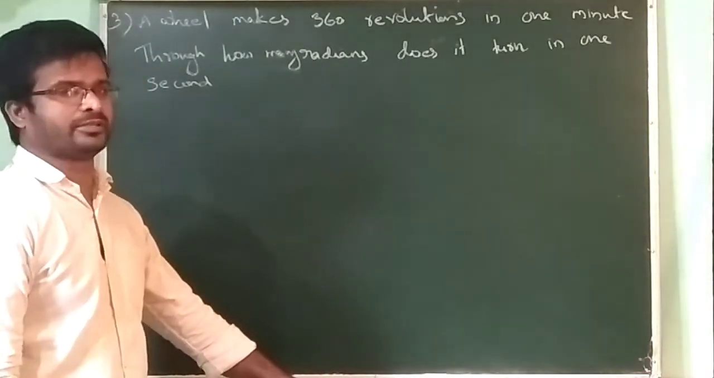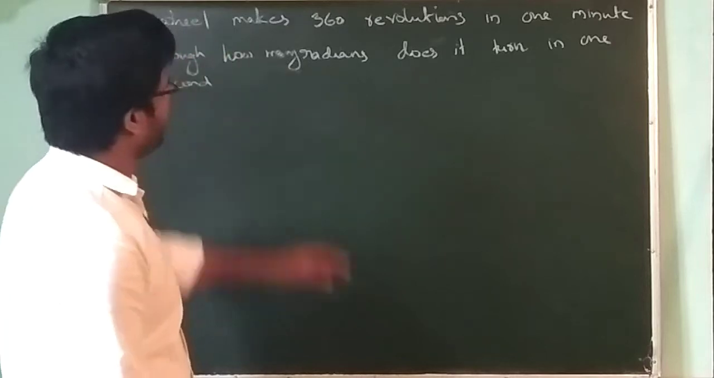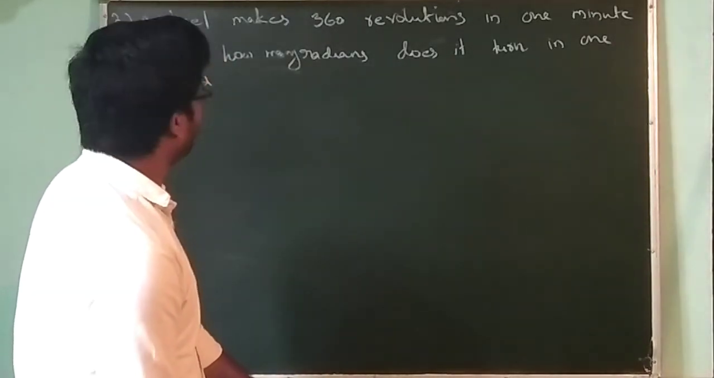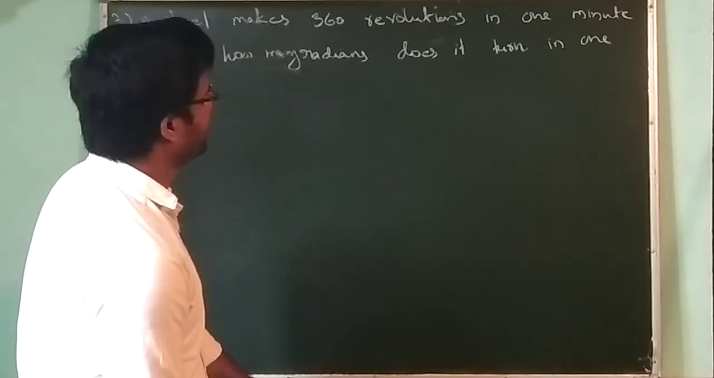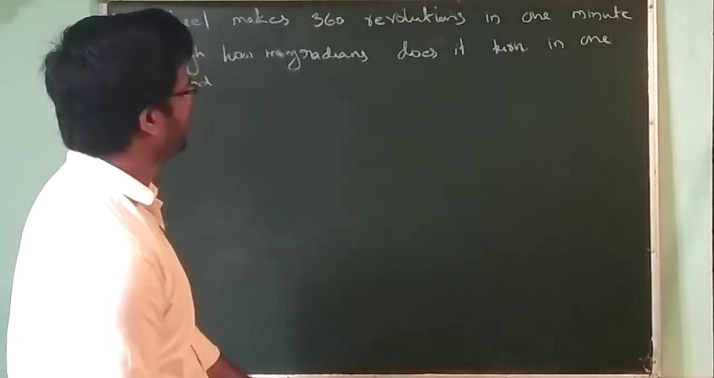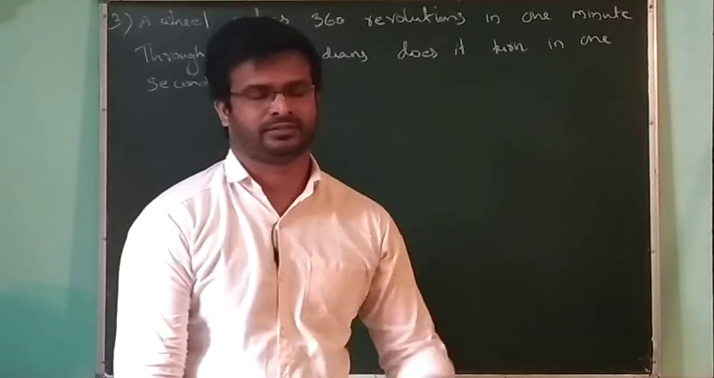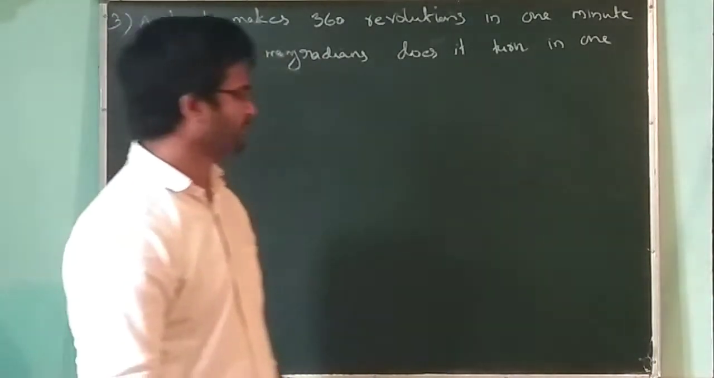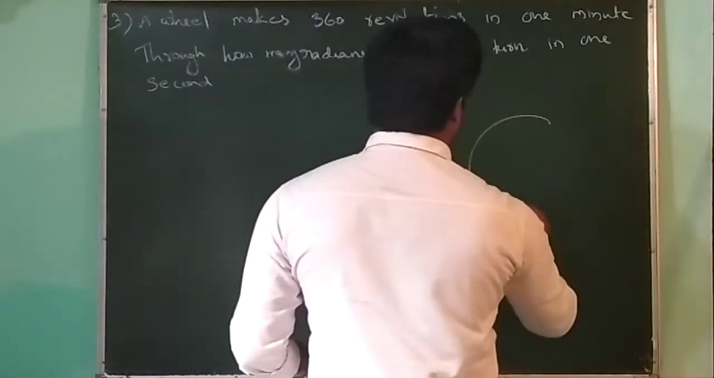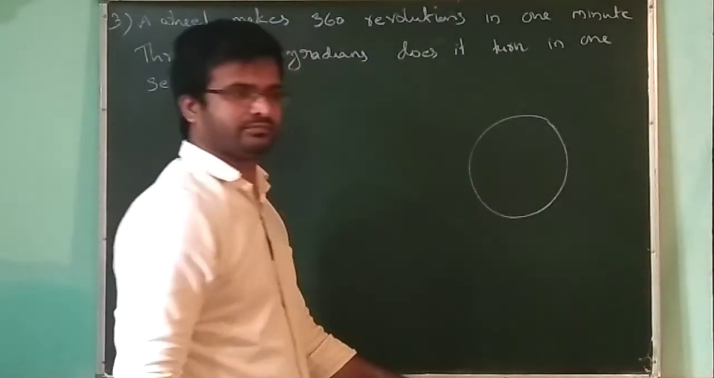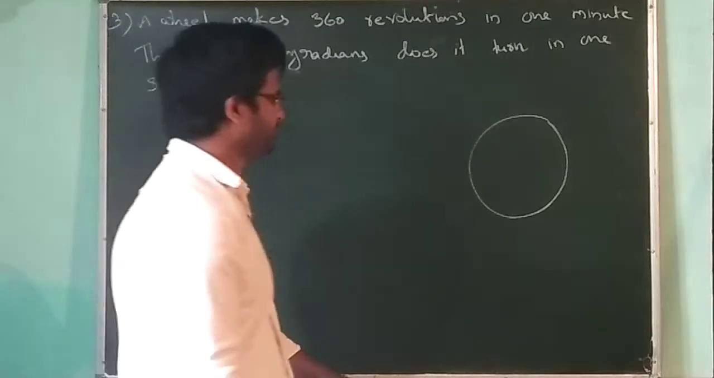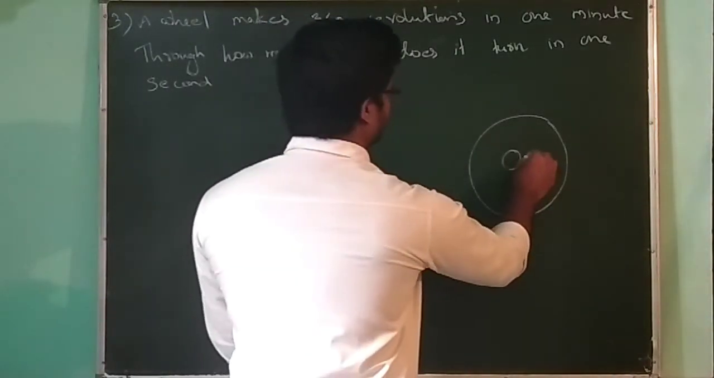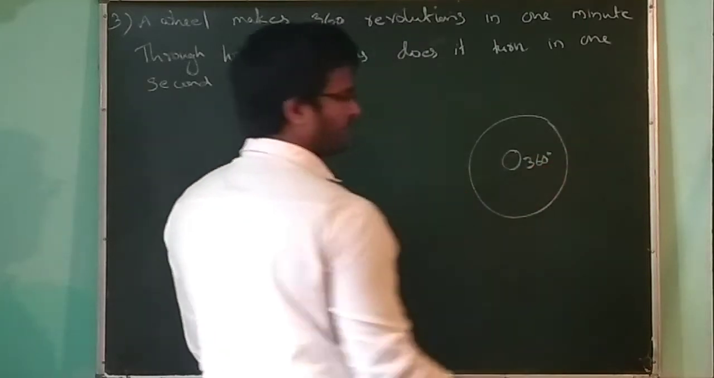Next question is question number 3. A wheel makes 360 revolutions in 1 minute. Through how many radians does it turn in 1 second? In 1 minute, that wheel will rotate 360 times. First we can see one wheel. Wheel means circle, isn't it? And the angle of a circle, how much? Total angle is 360 degree, isn't it?